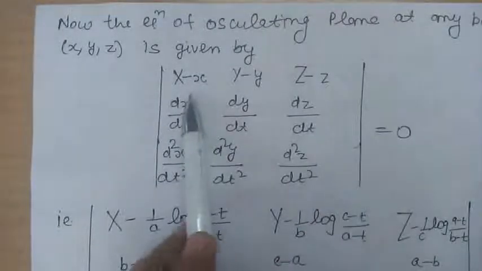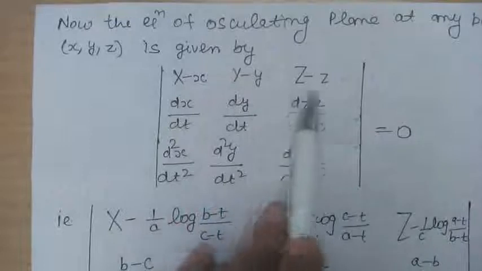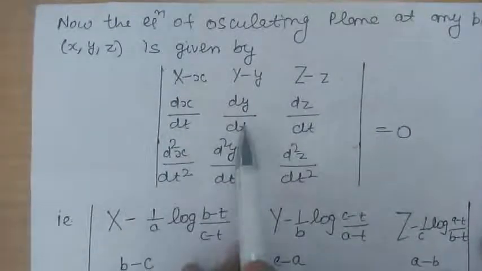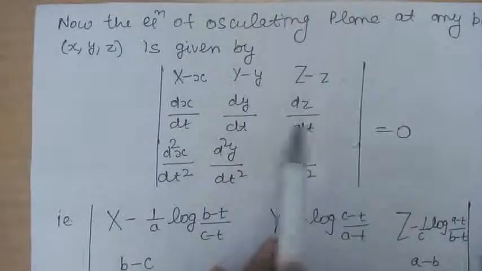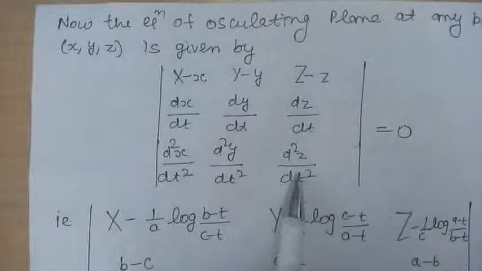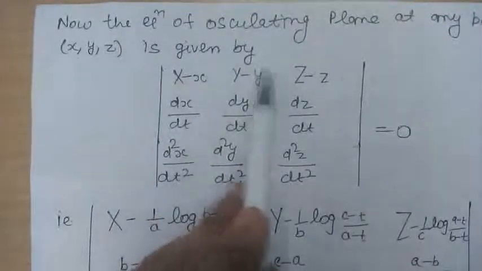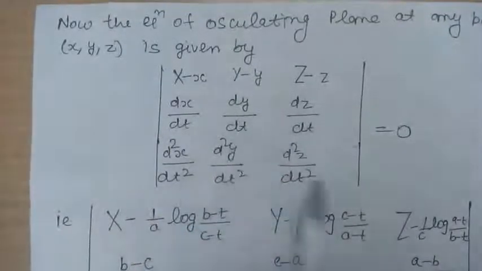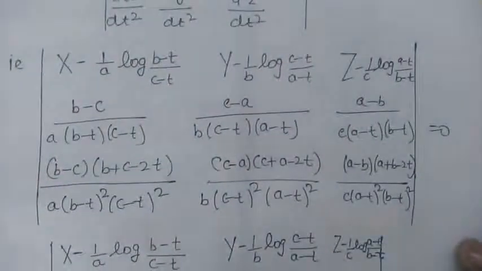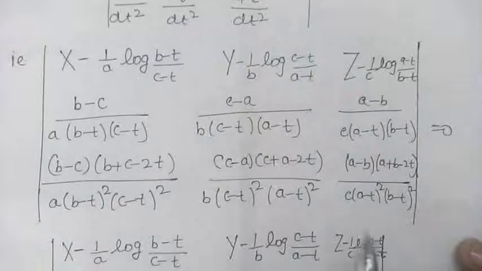In the first row we have x minus x, y minus y, z minus z. In the second row we have x dot, y dot, z dot. In the third row we have x double dot, y double dot, z double dot. Now substituting the values of x, y, z and all these first and second order derivatives, we get the equation given by this.